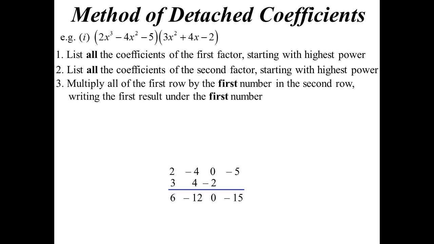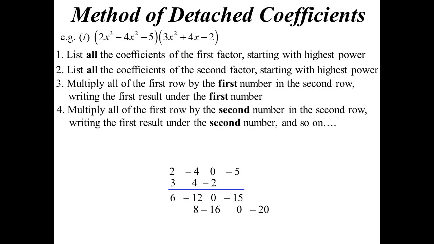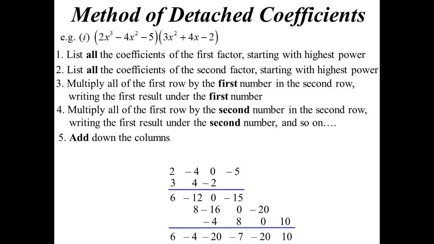But now we'll multiply all of the first row by the second number in the second row, but we write the first answer under the second number. And then we keep going. I'll now multiply all by the third, but writing it under the third number. Now we simply add down the columns, and there's the coefficients of your answer.